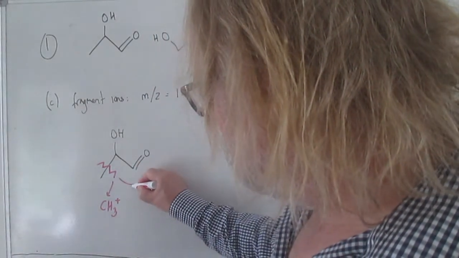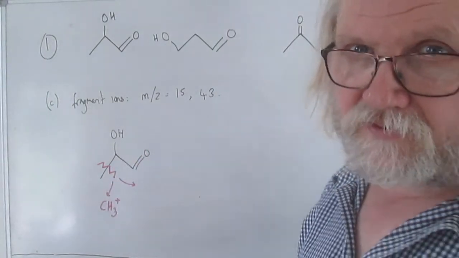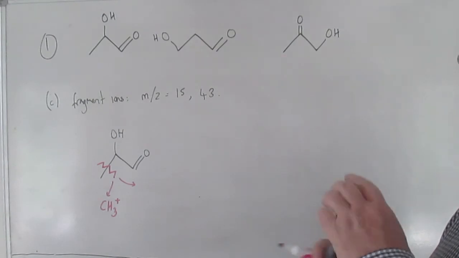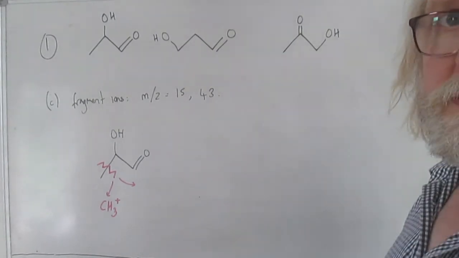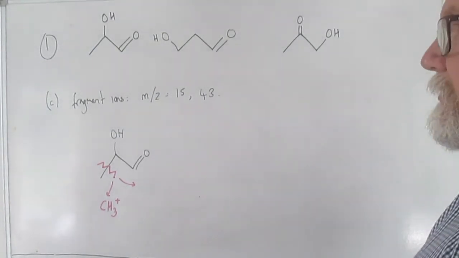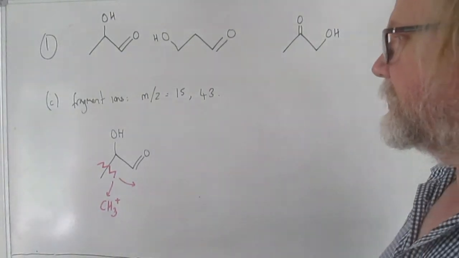On the other hand, when it fragments, you never know which side the positive charge is going to go. Sometimes it goes one way, sometimes it goes the other, sometimes it's unpredictable, and you would see both possibilities in the spectrum. Again, just consider all of the possibilities. Don't worry about which is more likely to happen.